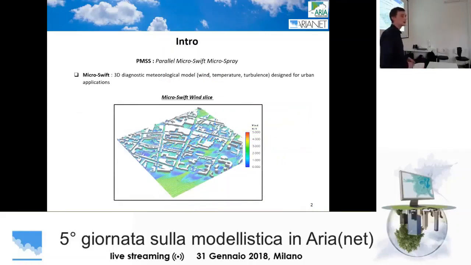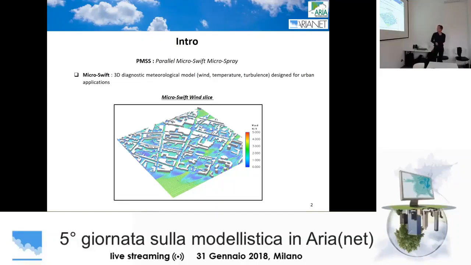So what is PMSS? The PMSS is a chain made of two models. The first one is Parallel Microswift, and the second one is Parallel Microspray. Parallel Microswift is a 3D diagnostic meteorological model, specially designed for urban applications. It takes data from surface stations, LiDARs, SODARs, and it generates three-dimensional fields of wind, temperature, and turbulence.